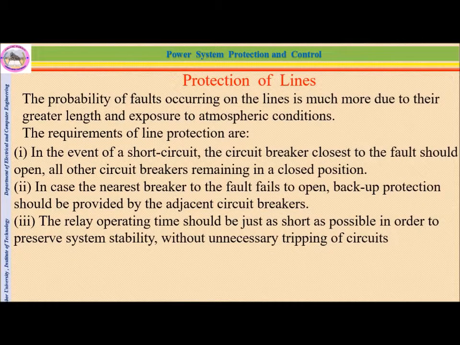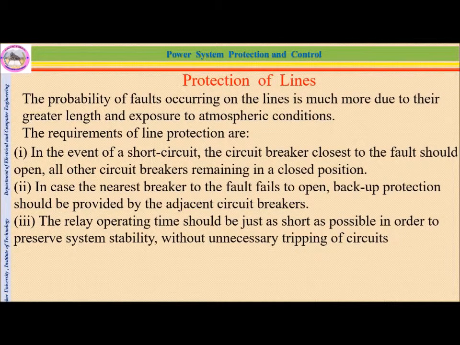Protection of lines. Welcome to the protection of lines. In this topic we'll see about the protection mechanisms of transmission lines. There are some protection mechanisms we'll see later on.